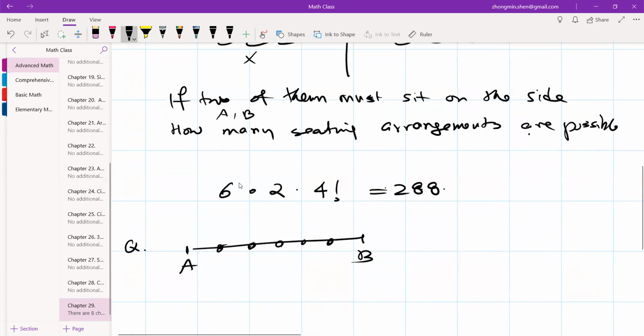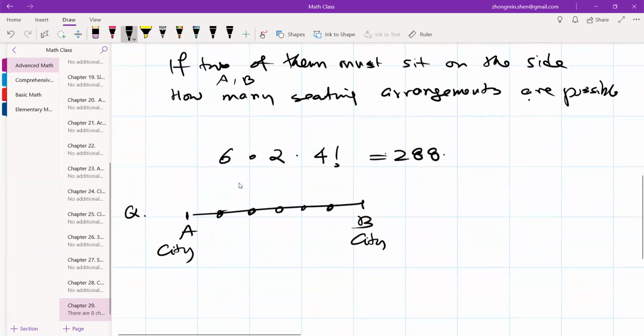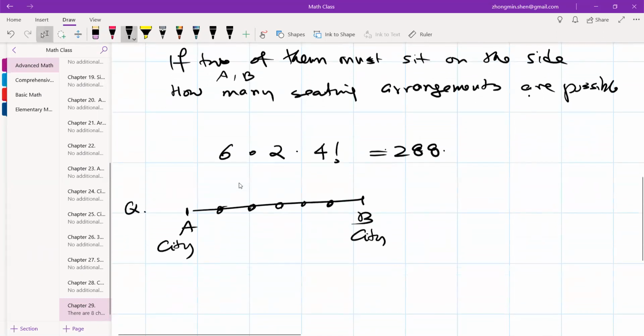Okay, so this is city A, city B, and there are 7 train stations, including the stations at city A and city B. How many different tickets should be prepared? This is a train station. Okay, there are 7 train stations.